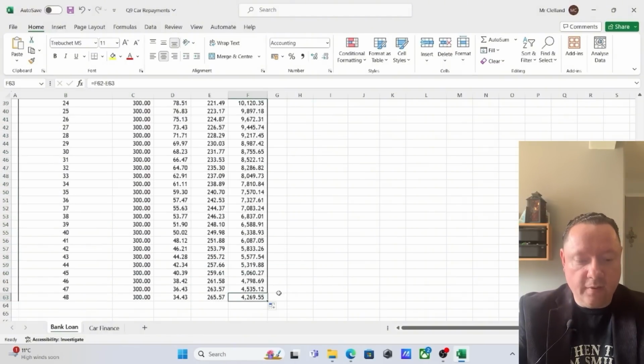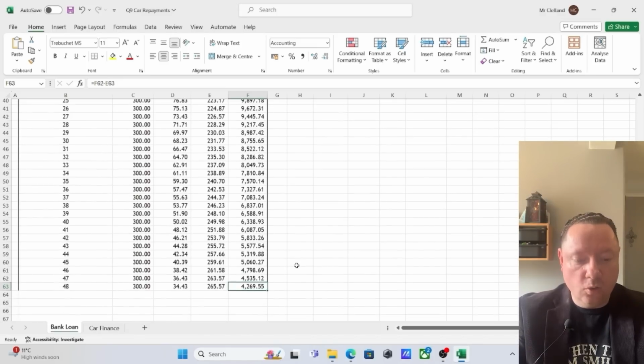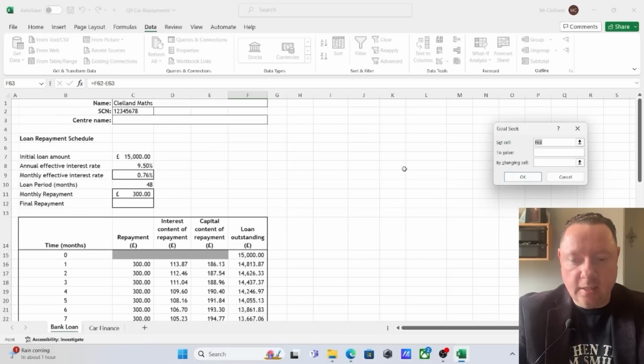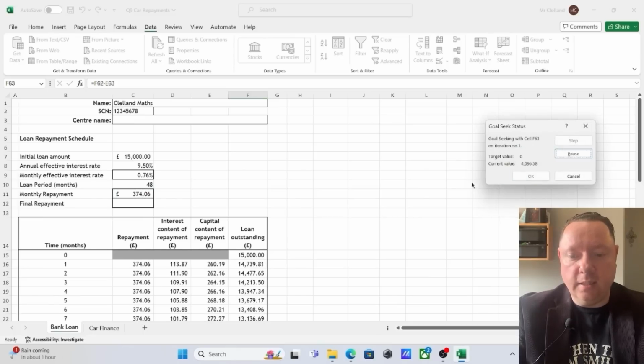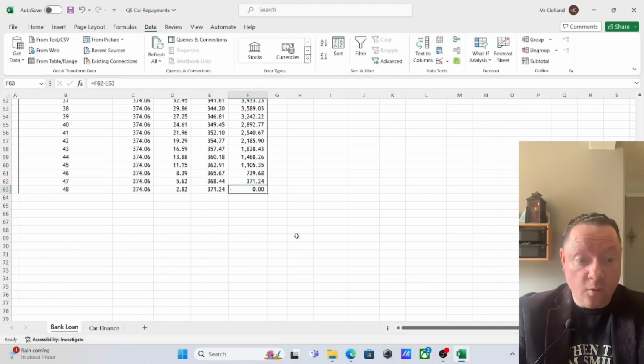And you'll notice that the final box is not 0 because we just made up 300. So we do a goal seek. We go What-If Analysis, Goal Seek. We want to change that to 0 by changing the monthly repayment, that box there. So press equals or enter, and you'll notice it does it for you. It looks like it's done it well.